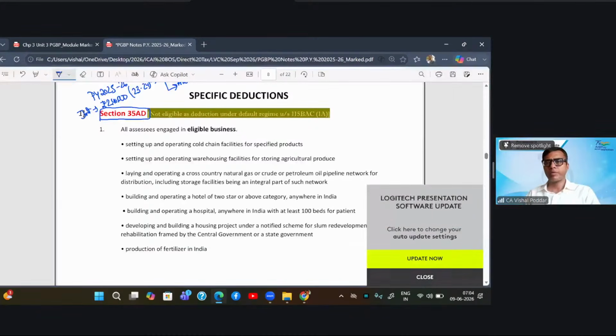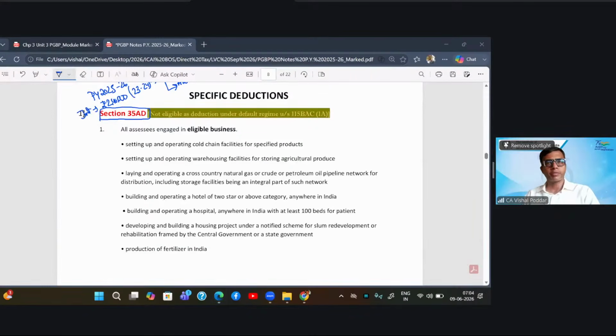So what is 35AD? 35AD is a specific deduction which is allowed only to some specified businesses. We call those businesses as businesses specified under 35AD. So there is a list of these businesses. What is important? This deduction is allowed in the old scheme. It is not available under the new scheme, which is now the default scheme. So in order to avail this deduction, you have to be in the old scheme.